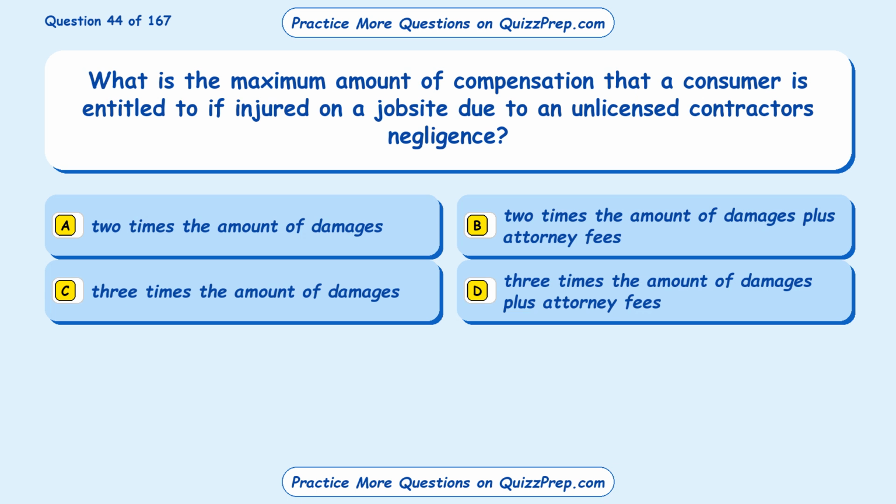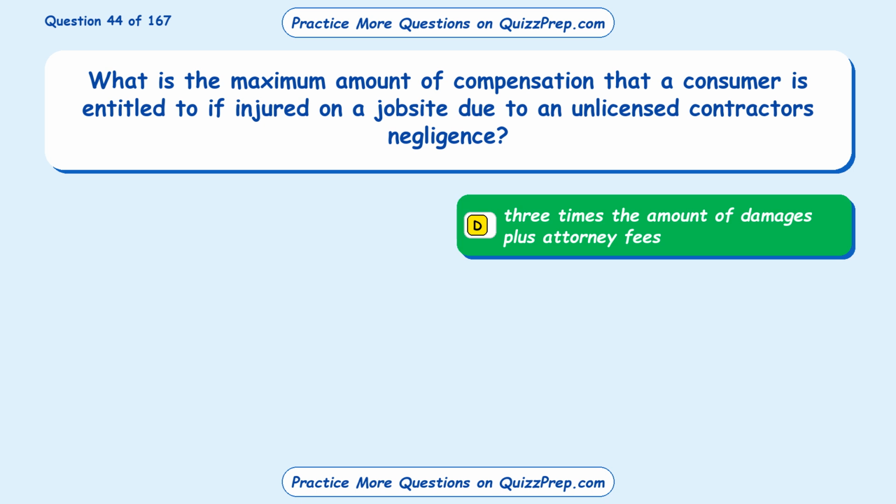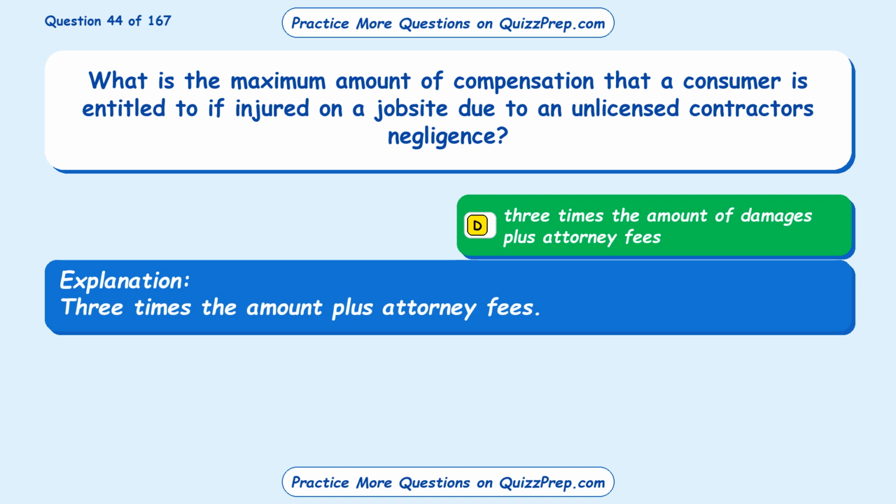Question 44. What is the maximum amount of compensation that a consumer is entitled to if injured on a job site due to an unlicensed contractor's negligence? Option A, 2 times the amount of damages. Option B, 2 times the amount of damages plus attorney fees. Option C, 3 times the amount of damages. Option D, 3 times the amount of damages plus attorney fees. The correct answer is option D, 3 times the amount of damages plus attorney fees.